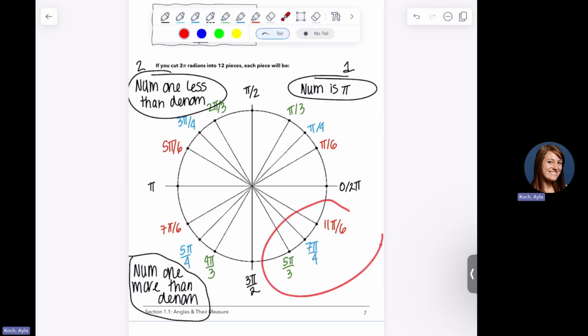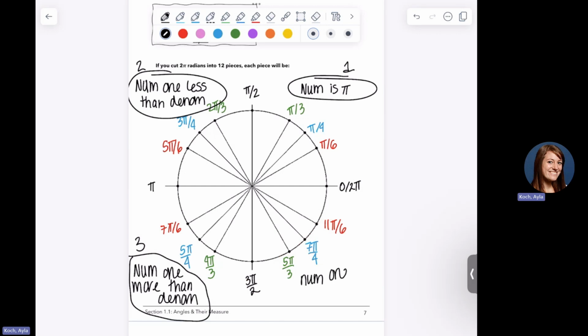And in quadrant 4, each of the numerators is 1 less than twice the denominator. So 2 times 2 is 4. 4 minus 1 is 3. If you double 3, you get 6. 1 less than that is 5. Double 4, you get 8. 1 less than that is 7. Double 6, you get 12. 1 less than that is 11. So the numerator is 1 less than double the denominator in quadrant 4.